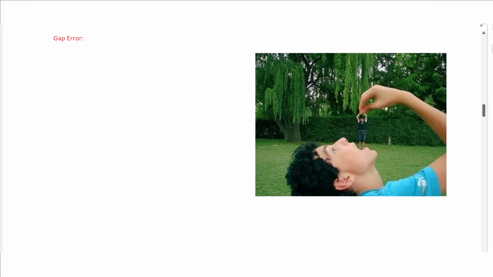As for gap error, you can say that you can place the ruler or the measuring device as close as possible to avoid gap error. Any gap error causes the readings to be too small or smaller than the original value.